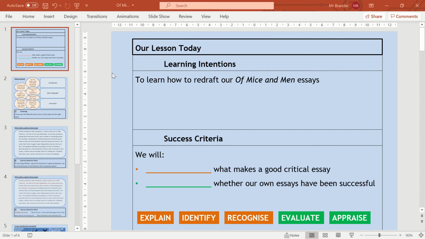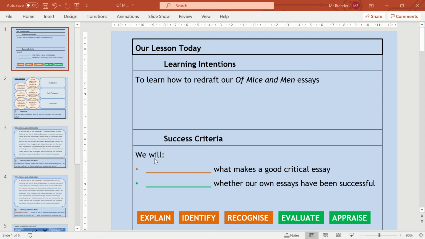Hello S3, we're going to spend today's lesson and most if not all of next week redrafting our essays for Of Mice and Men. The first thing I'd like you to do today is work out what two things we need to do in order to have a successful lesson. What, in other words, are our two pieces of success criteria?